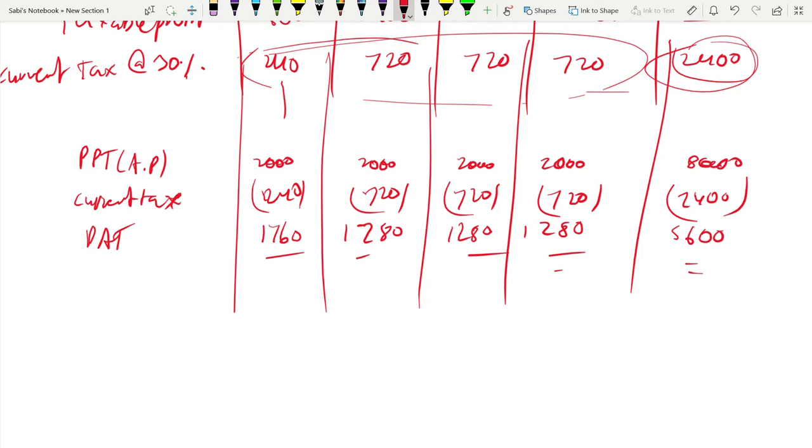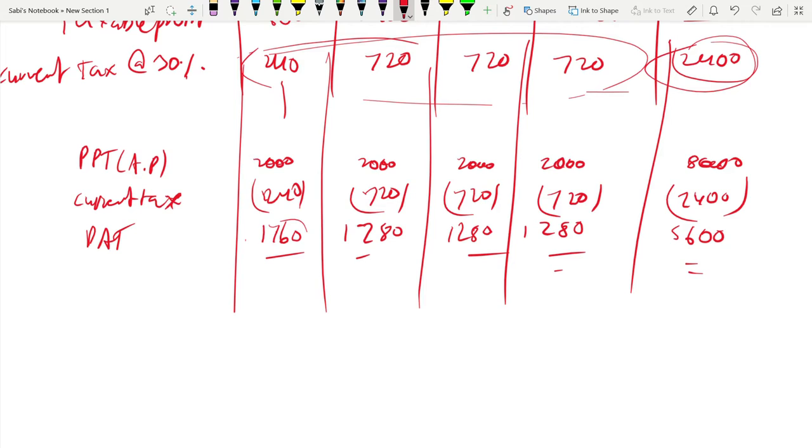1760, 1280, and 5600. So if you ignore deferred tax, what can you see? If you see the profits are declining, can you see? First year it was 1760, then 1280 for all the other 3 years, before taking deferred tax. Okay. Why is this profit declining? Tell me.